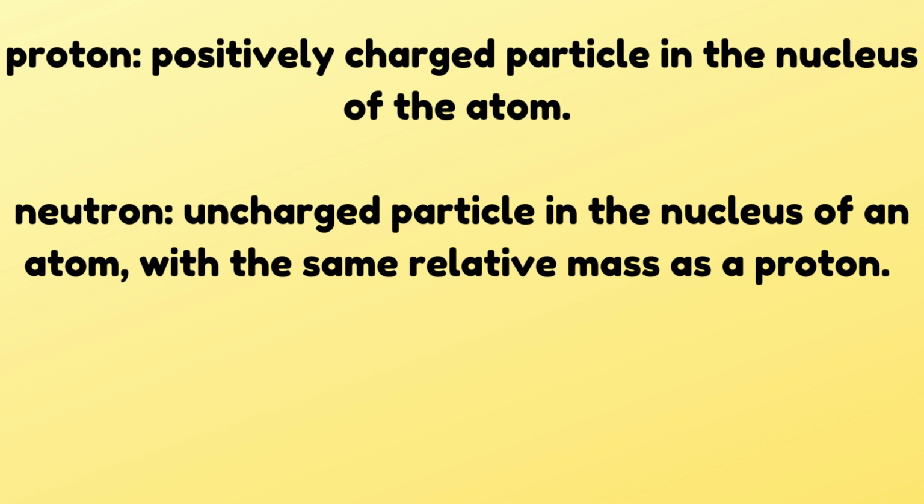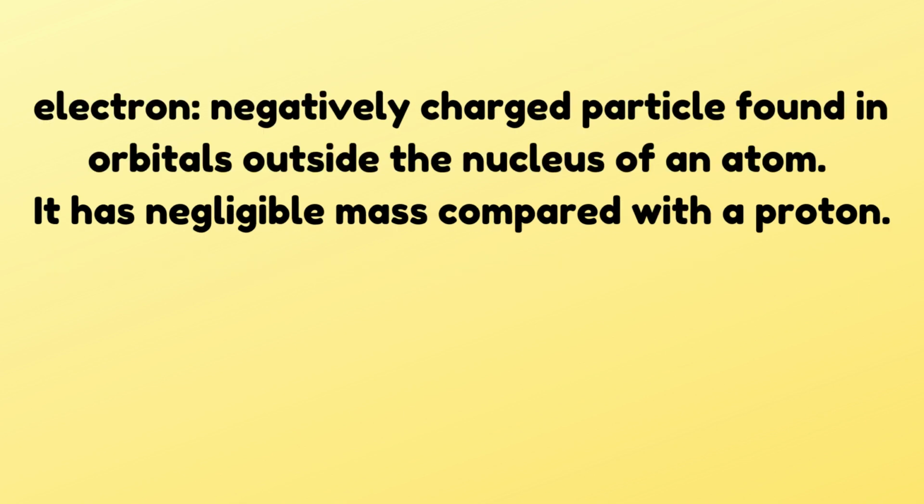These are the subatomic particles inside an atom. Proton is a positively charged particle inside the nucleus of the atom. Neutron, uncharged particle inside the nucleus of an atom with the same relative mass as a proton. And the electrons are the negatively charged particles found in orbitals outside the nucleus of an atom. It has negligible mass compared with a proton.